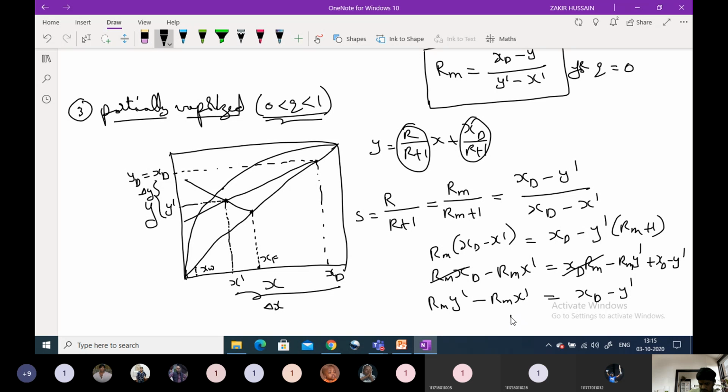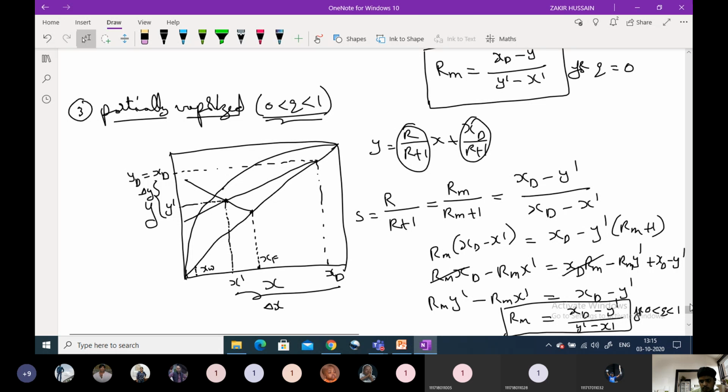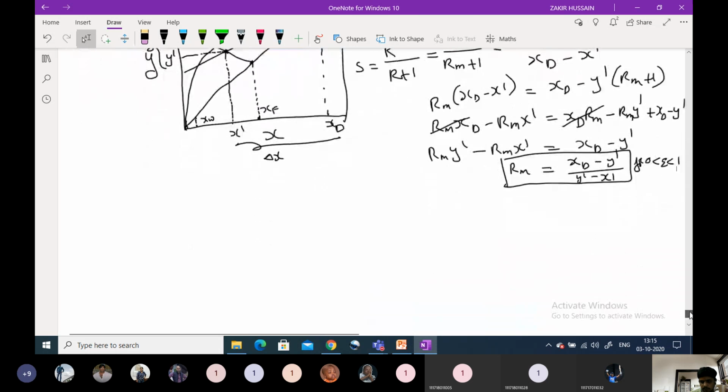Then Rm we can take common. Then it will become xd minus y dash divided by y dash minus x dash. So for the case where q is in between 0 to 1, we can use this equation. This intersection point is very much important to locate a second point on the x and y graph. Then the next case is q greater than 1, we can take.